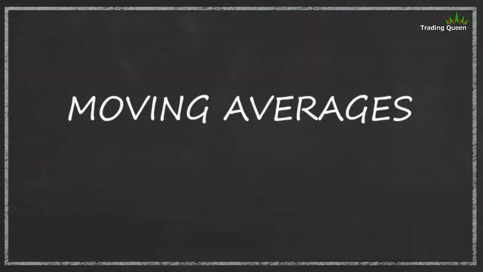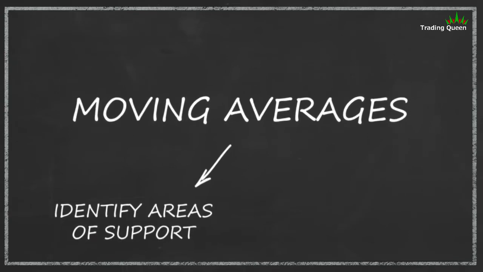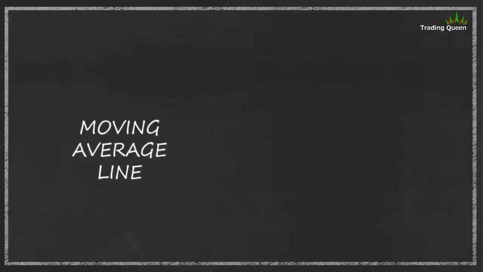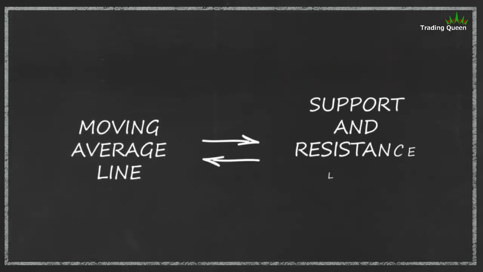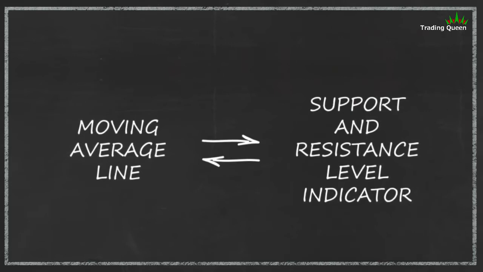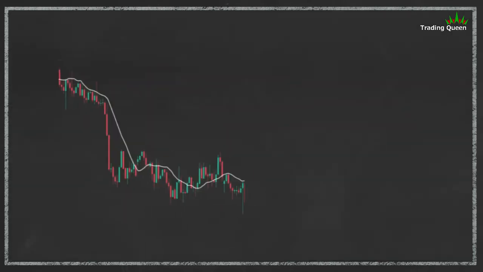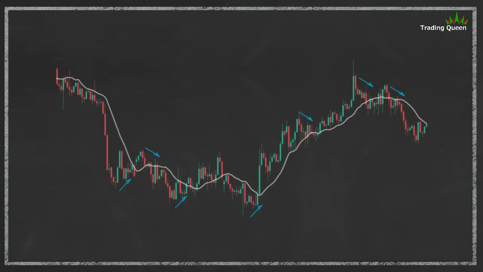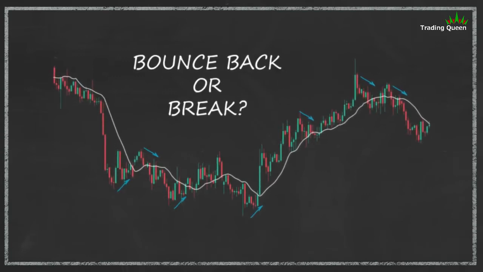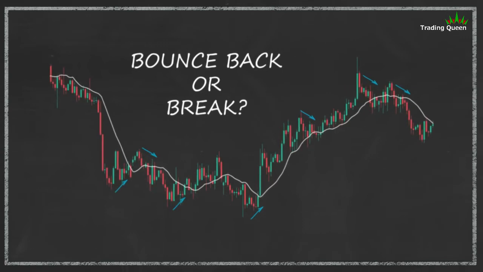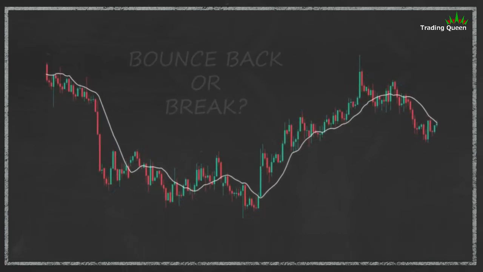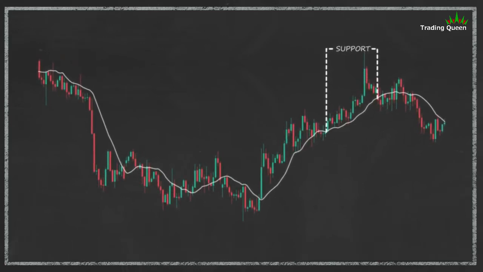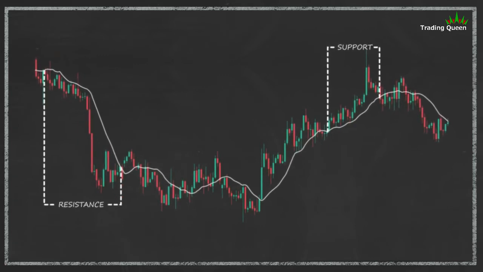Moving averages are also used to identify areas of support and resistance. Many traders will consider the moving average line as a support and resistance level indicator and base trades on it. So traders will check to see whether the price is going towards the moving average and see whether it will bounce back from it or break it, as with a regular support or resistance level. Oftentimes, the price of an instrument will find support at the moving average line when the trend is up, and will find resistance at the moving average line when the trend is down.